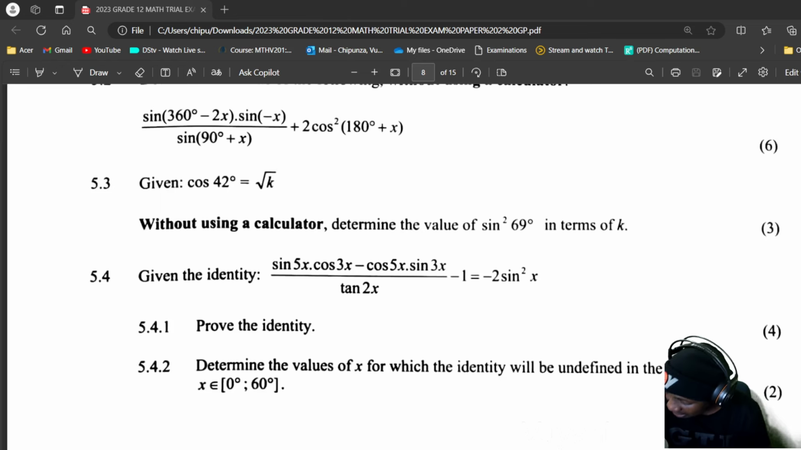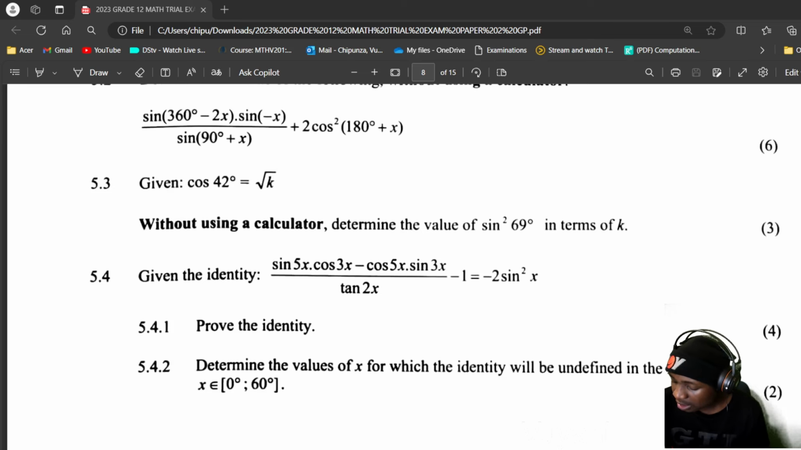If we plot this in the first quadrant, we have our 42 degrees there, and we have our 90. The cosine is root k, and our hypotenuse is always equal to 1. Now, 90 plus 42 will be 132, then 180 minus 132 will be 48 degrees. So this will be 48 degrees on that angle.